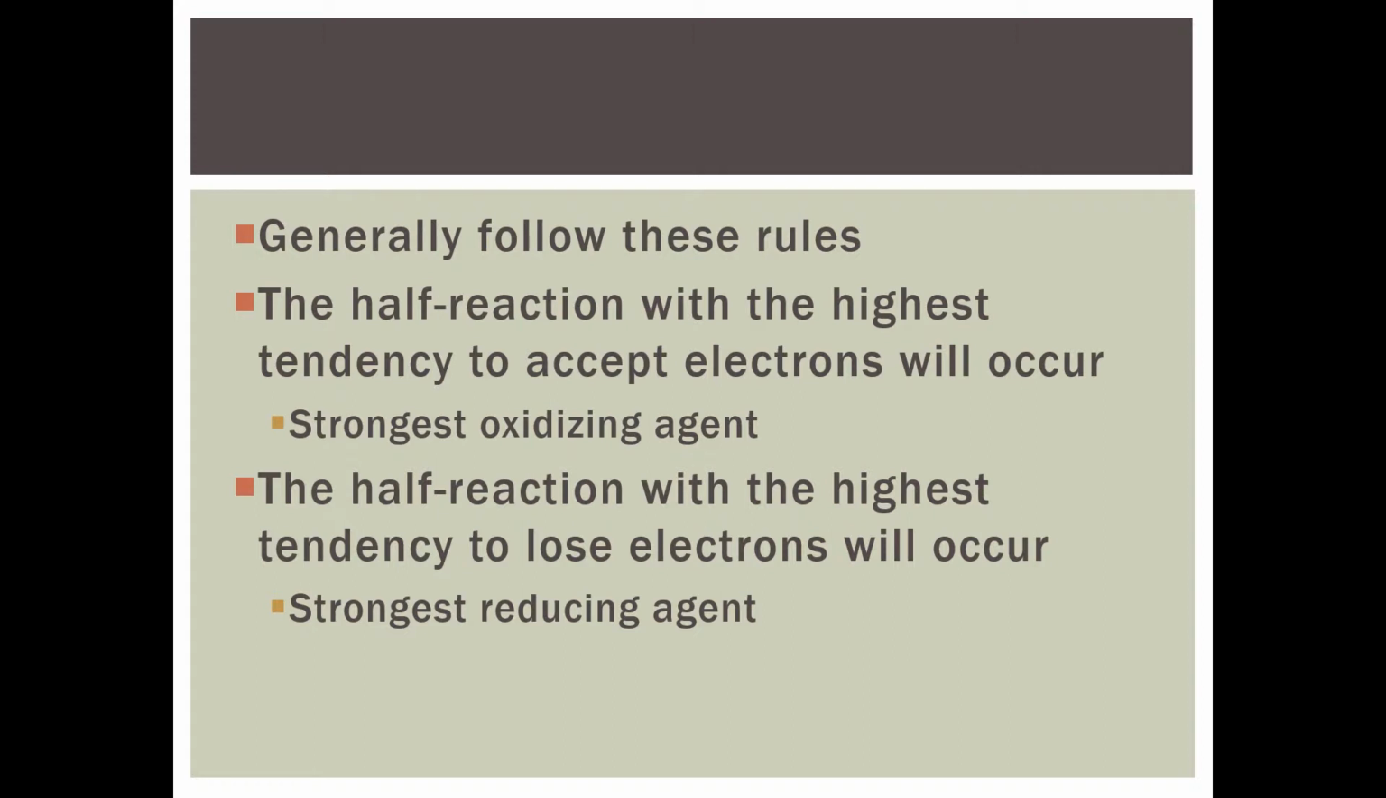Similarly, we'll pick the strongest reducing agent. The reducing agent causes other things to get reduced, so it's the agent that has the greatest tendency to give away electrons. And the strongest oxidizing agent has the greatest ability to accept electrons. And for these you can just reference the table.